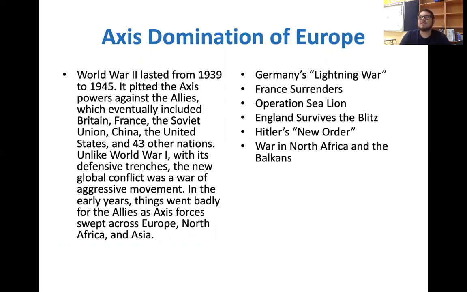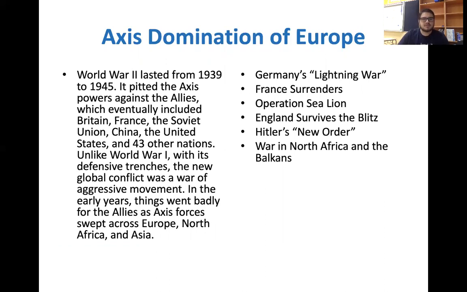One thing I need you to realize is that there weren't 43 different armies in Europe from 43 different nations. That's not necessarily how it worked. A lot of the countries involved did it monetarily. They would send supplies and certain things like that. They would help with intelligence, with spies, and so on and so forth. They were directly and sometimes indirectly affected by the war.